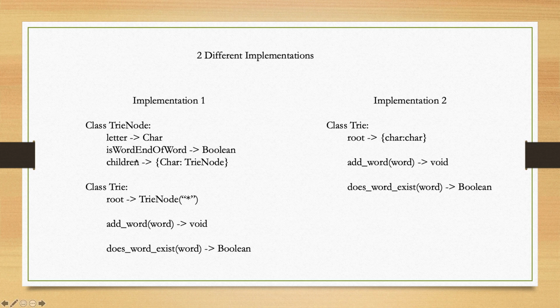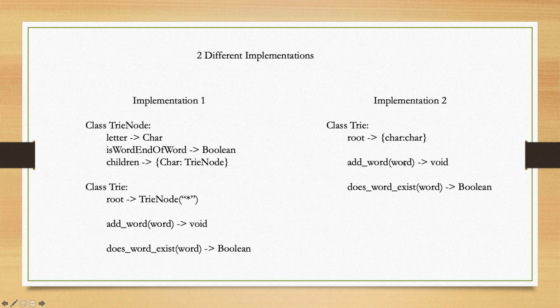One way of implementing it is where we have a trie node and it has a letter member variable, which is a character. It has a Boolean telling you if that node is the end of a word or not. And it also knows its children. In the trie class, you will have a root, which we would instantiate to be an empty trie node. And then you would have your add word and does word exist methods. The add word doesn't return anything because you're just adding it to your trie. And the does word exist will just tell you if the word is in our trie or not. And that usually is a Boolean.